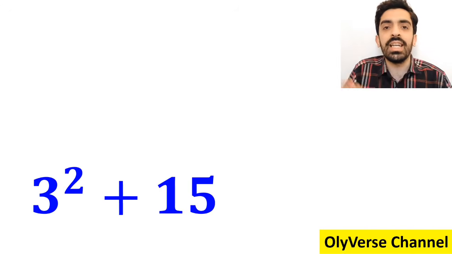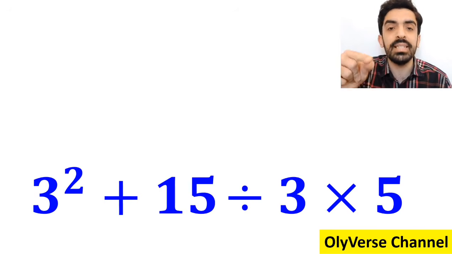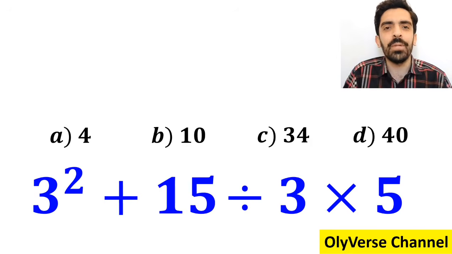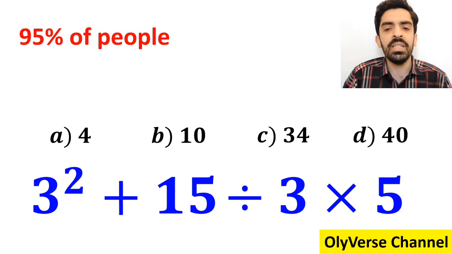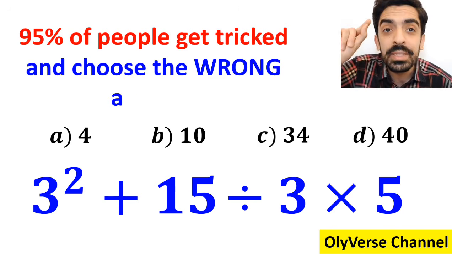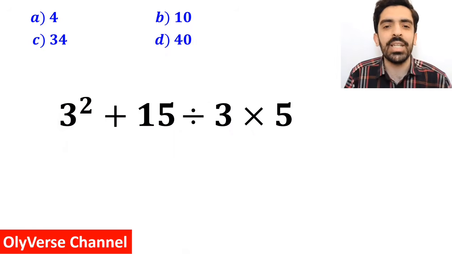What is the value of the expression 3 squared plus 15 divided by 3 then times 5? Which option do you think is the correct answer to this question? 95% of people get to read and choose the wrong answer. Let's dive in and break it down step by step together.